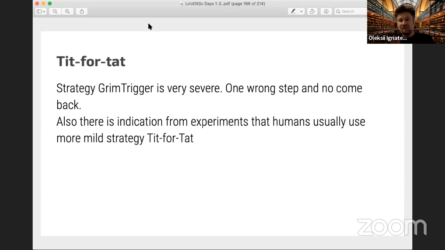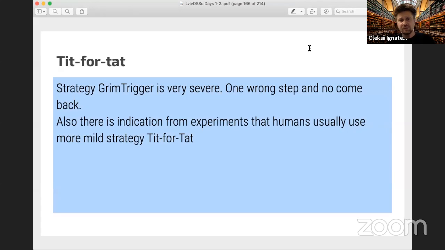They use another strategy, which is called tit for tat. Tit for tat is when, if someone defects against you, you defect against him, and then you return to cooperation, maybe after 1 or 2 steps of defection. And this brings the idea that maybe tit for tat is better. So what is tit for tat?